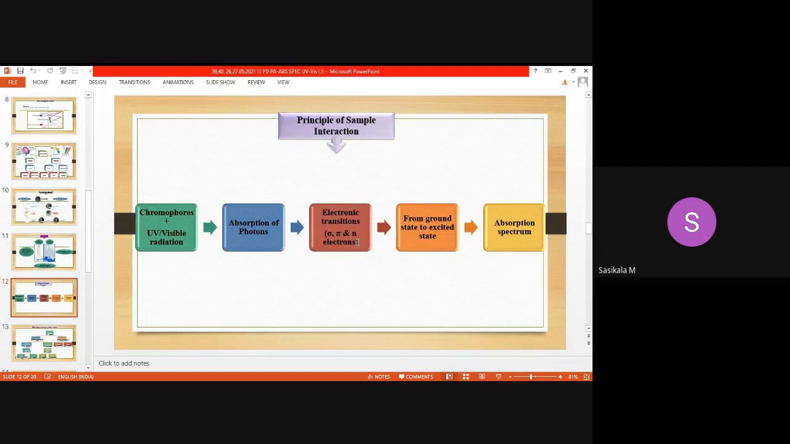Sigma, pi and n electron transitions will occur, where sigma electrons will absorb in the vacuum UV range, and pi and n electrons are responsible for absorbing the radiation. Then the electron moves from ground state to excited state, that is, an occupied orbital is converted to an unoccupied orbital. The occupied orbital is called the ground state, where the electrons are in opposite spin. When it is moved to the excited state, the electrons become unpaired, whereas in the ground state they are in paired condition.